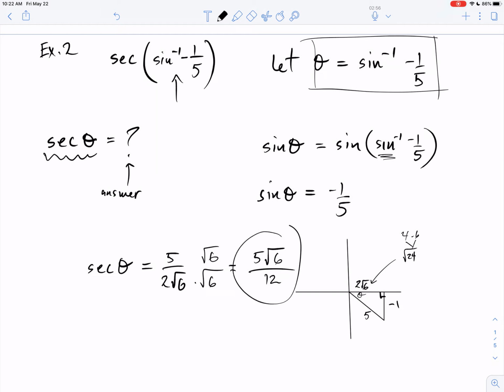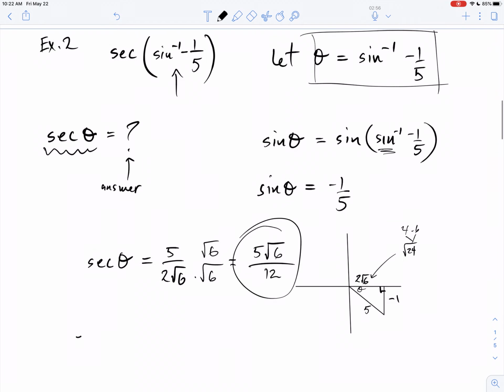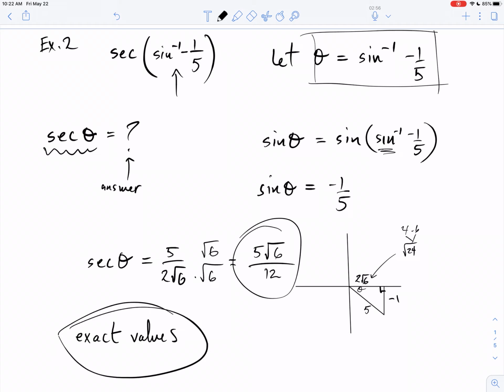So your answer, and you get it. This is all numerical. All your answers are going to be numerical. And just a reminder, exact values are what they're looking for, which means never a decimal.